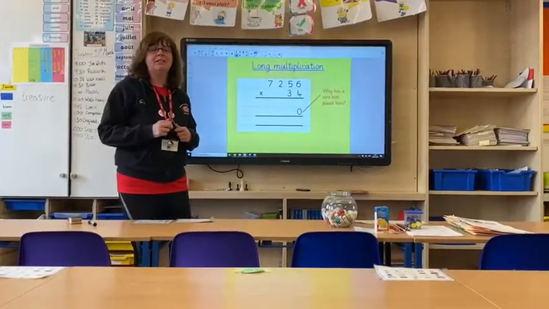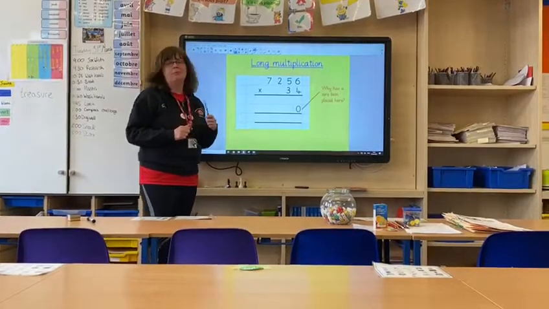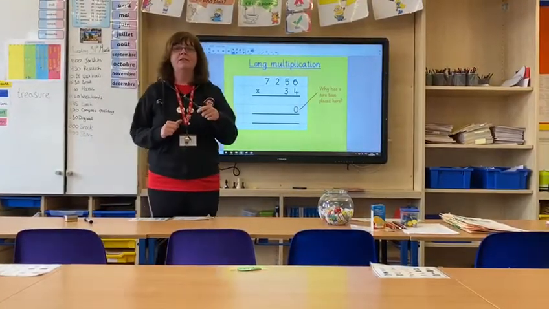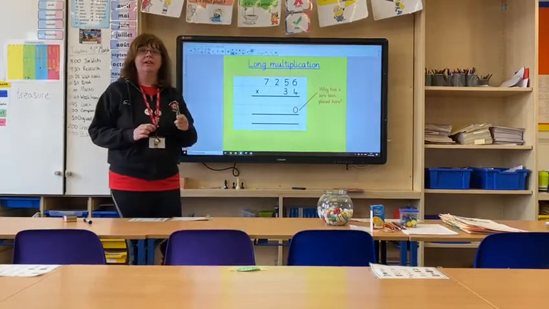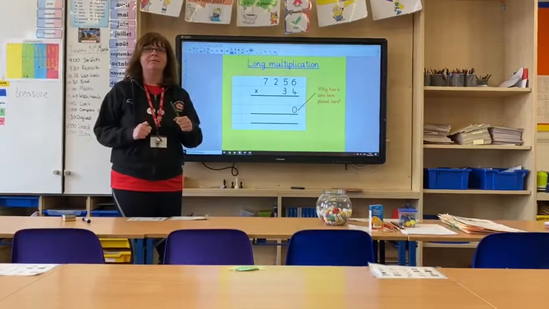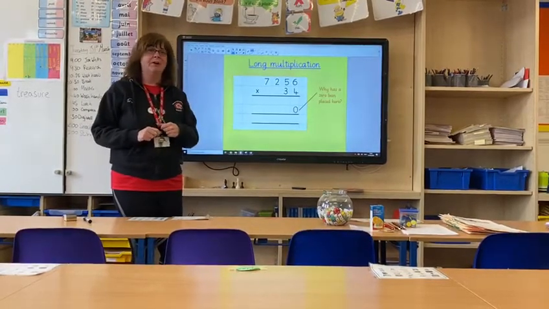I just thought I'd take this chance to recap long multiplication with you. I have put a pause button on some of the slides, just so you know that you're going to have the chance to pause me and have a go yourself. So be ready with a piece of paper and a pencil to practice.